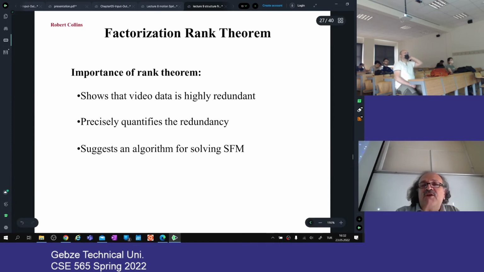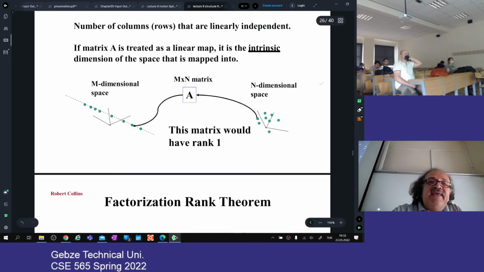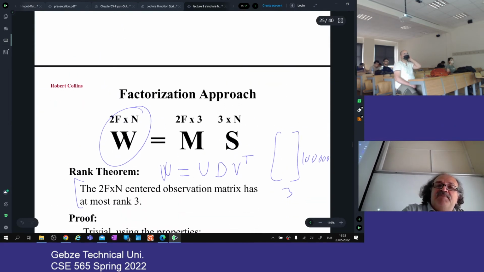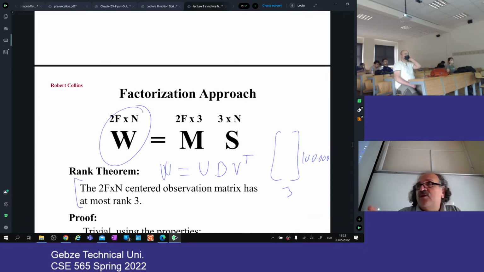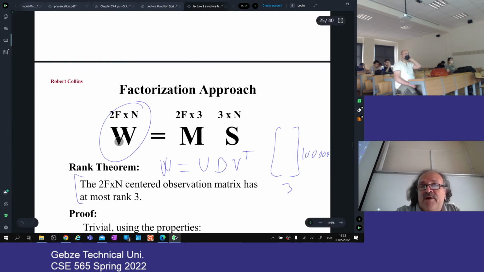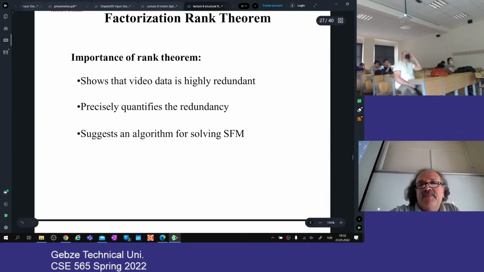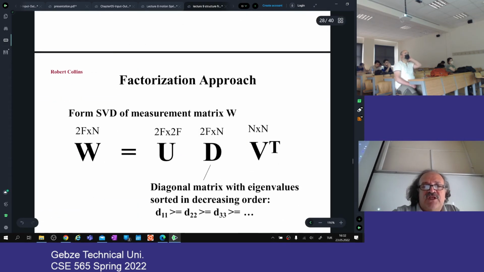It shows that the video data is highly redundant. It's just 3. That means I can represent this W by a linear combination of 3 rows or columns. Very interesting, right? I am talking about 60,000 lines, but I can represent all of them with just 3 lines. So it is a very redundant matrix, and using the SVD approach, we are going to see we can precisely quantify this redundancy, and that will give us this nice algorithm for the structure from motion.